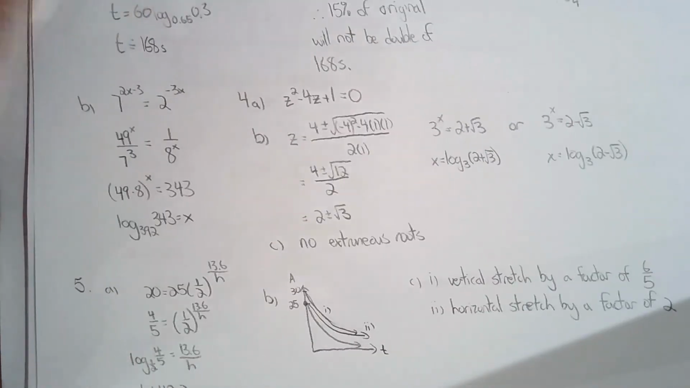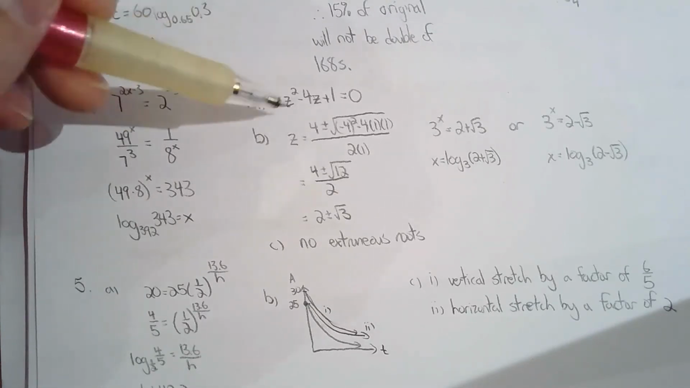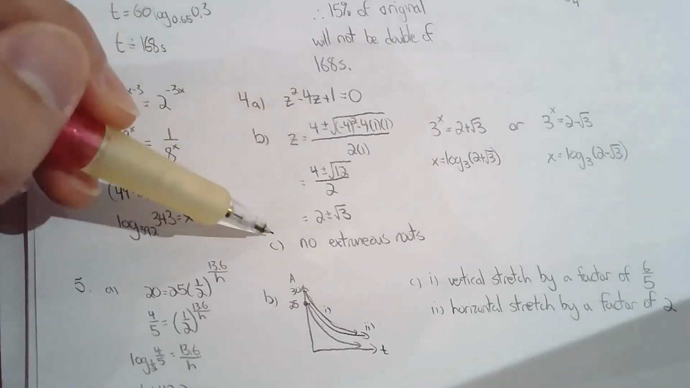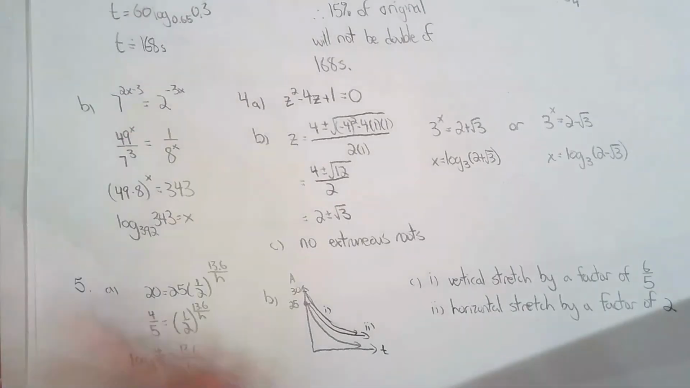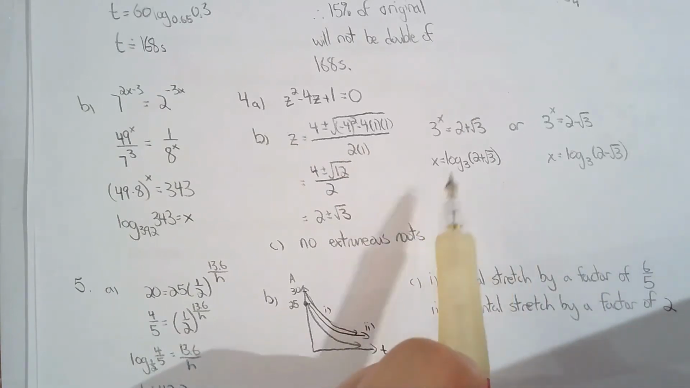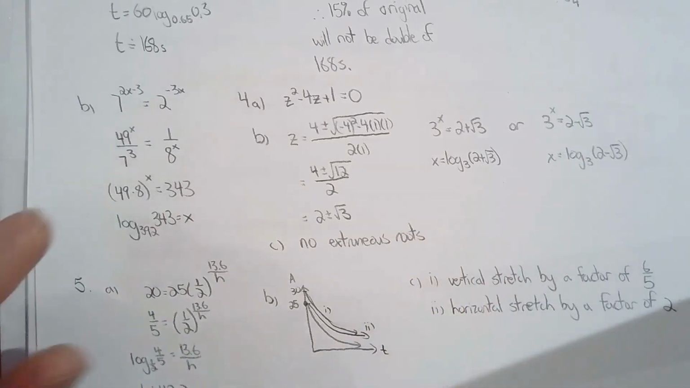Okay, question 4. Basically, you have a quadratic. Even though it's an exponential equation, change it to a quadratic equation. Use the quadratic formula because it's not factorable, and then solve for x using logarithmic form. Now I wrote it as 2 separate lines, but you could have condensed this to one line and just say x equals log base 3 of 2 plus or minus root 3.